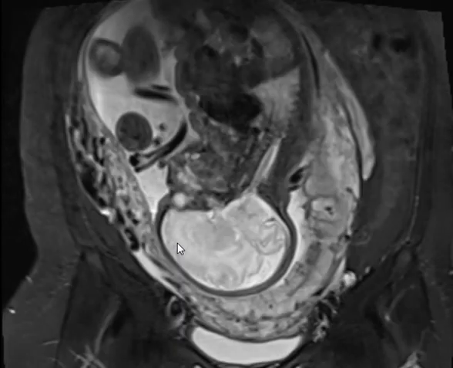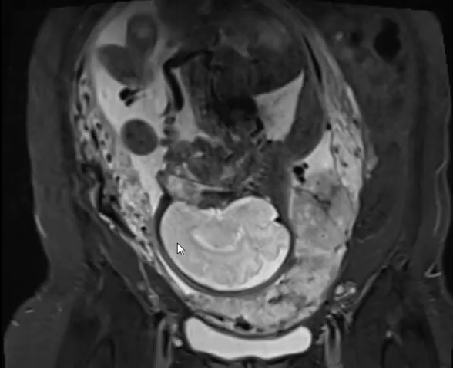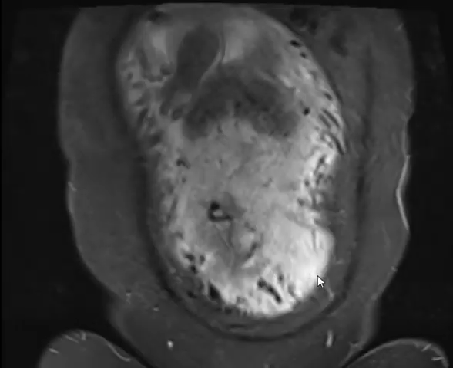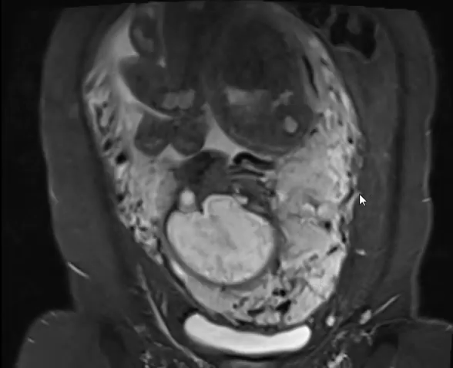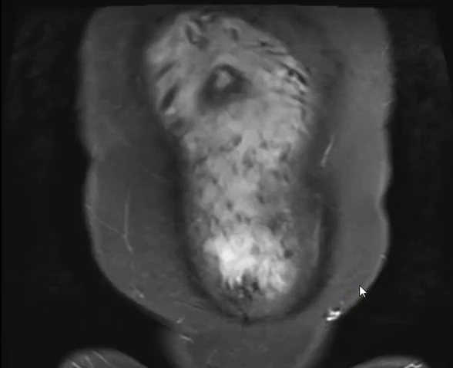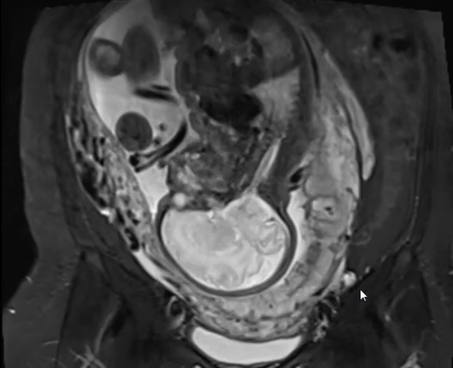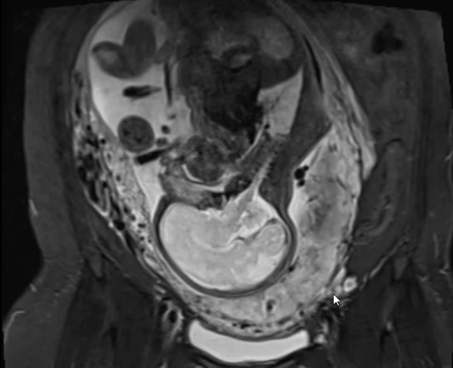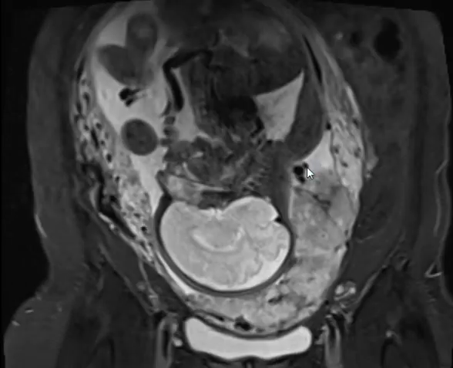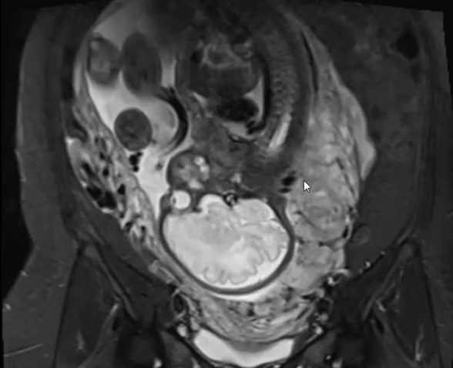Fat spin echo, showing that low lying placenta. The line is present there, but it is absent there. How many layers does the myometrium have? Three layers, which are hypointense, hyperintense, hypointense. This is the gravid uterus I'm talking about.